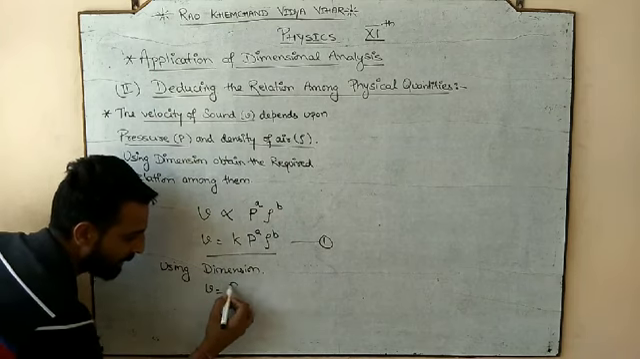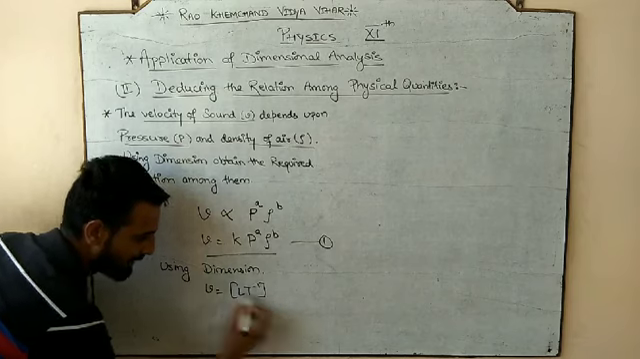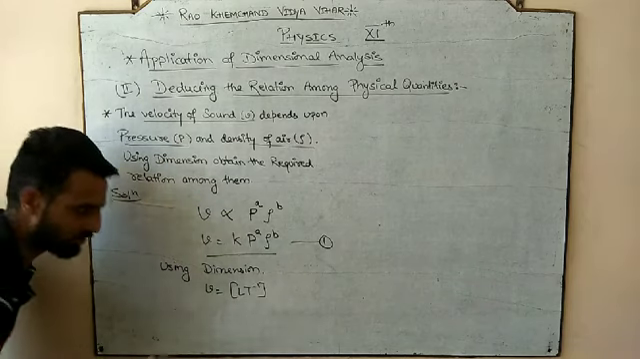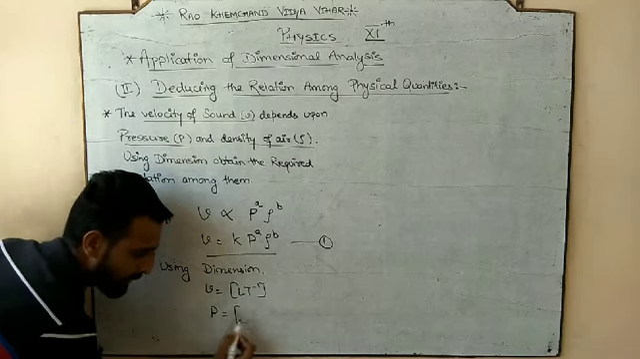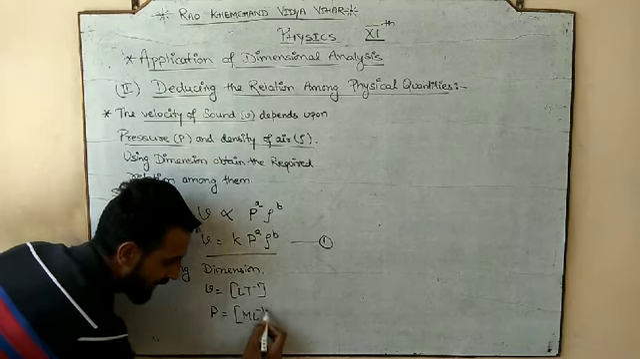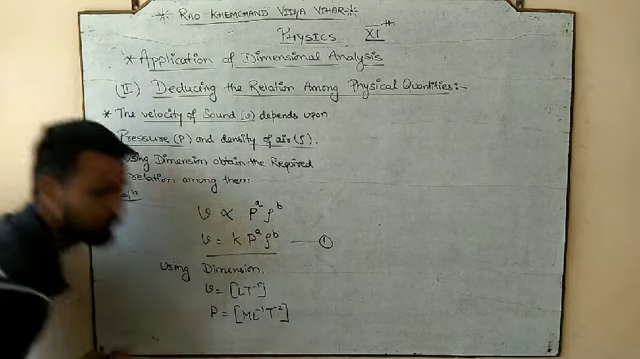Help me out to write the dimensions. What is the dimension of velocity? LT^-1. K is a constant, so it does not contain any dimension. P stands for pressure, whose dimension is ML^-1T^-2.